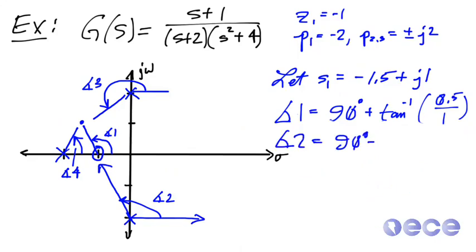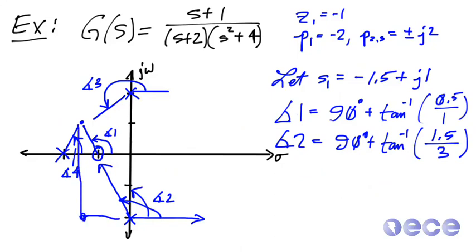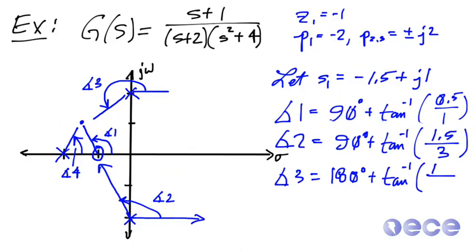Let's calculate angle 2 now. It's actually quite similar, we just have slightly different values. So for angle 2, we calculate 90 degrees, which is the first part of the angle here. And then we're going to form, again, a triangle based on this length here and this height here. For angle 3, 180 degrees plus the inverse tangent of 1 over 1.5.